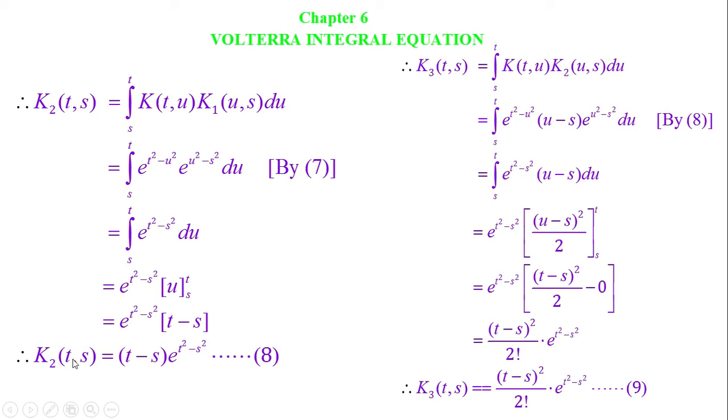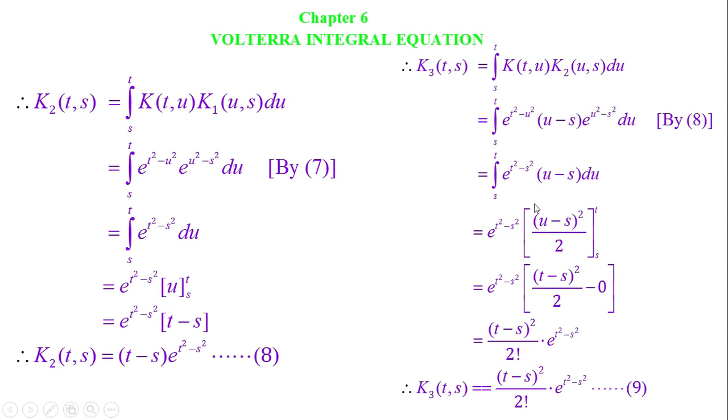K2(t, s) is equal to (t minus s) e to the power t square minus s square. So if we would like to find K2(u, s), in place of t we have to put u, and putting u we find K2(u, s) equals (u minus s) e to the power u square minus s square. So I have written it down here. In the next line I write the integration over s to t of e to the power t square minus s square (u minus s) du. How is it possible? Because here you will find minus u square and here plus u square. Minus u square and plus u square cancel, and the remaining part is t square minus s square, and I have written it here. That means e to the power t square minus s square (u minus s) du.